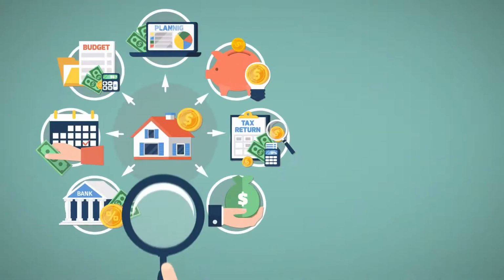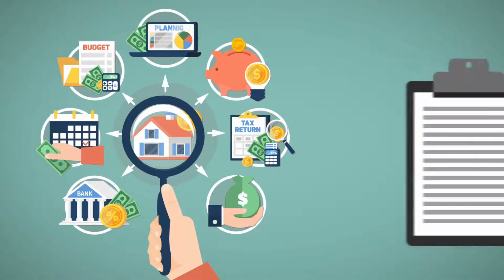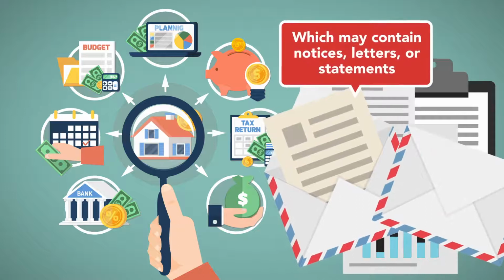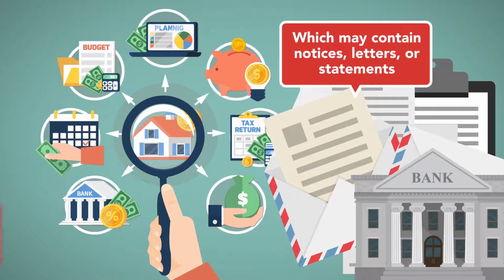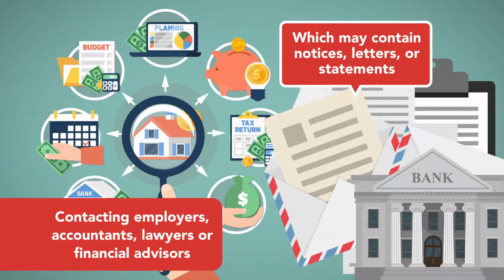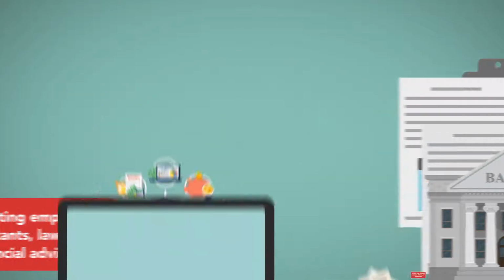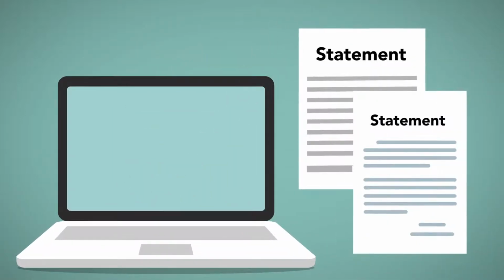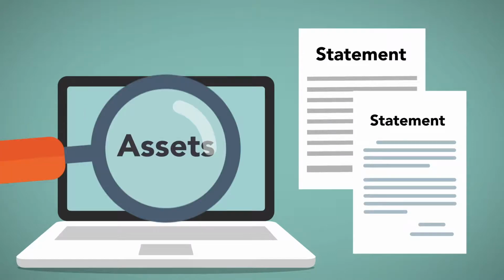Finding assets for a larger estate may require work, including looking through personal files of the deceased person, gathering mail, which may contain notices, letters, or statements issued by institutions holding the assets, and contacting employers, accountants, lawyers, or financial advisors for the information they may have. Email and online accounts can also be good sources of information. People often receive statements electronically, which can be used to identify assets.